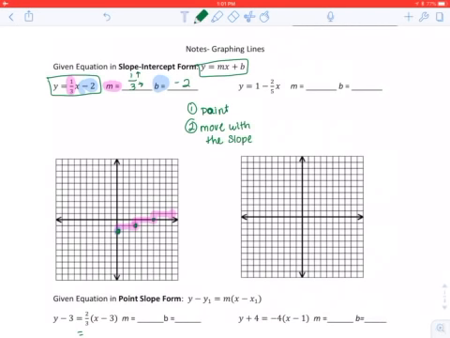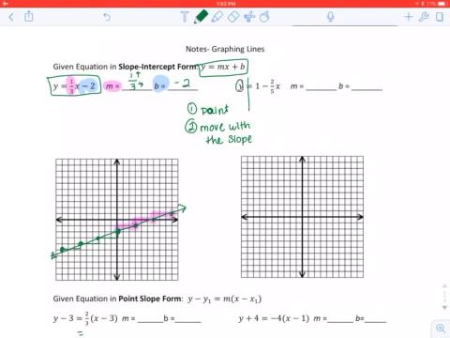Okay? Now that you're out of room on that side, you need to continue the graph going the other direction. So you're going to do the opposite of everything you did. So instead of up 1 and right 3, we're going to go down 1 and left 3. Okay, now that you have all the points that will fit on your graph, you're going to connect them using a line, and you're going to draw arrows on either end.